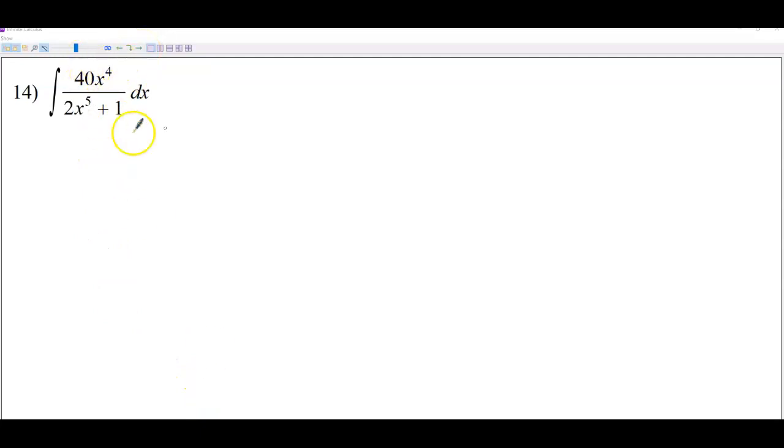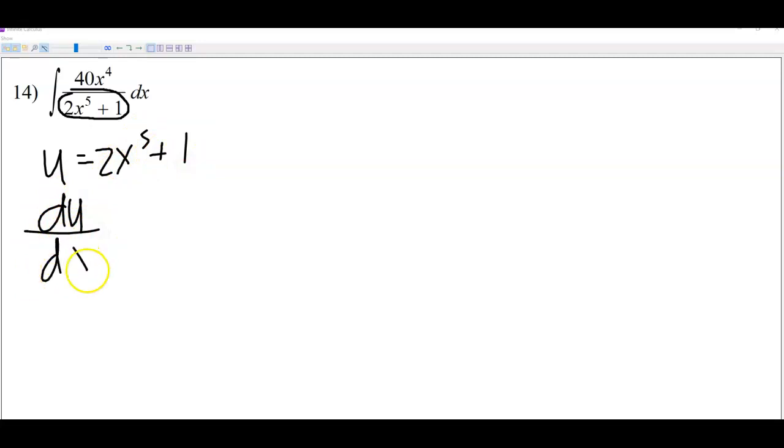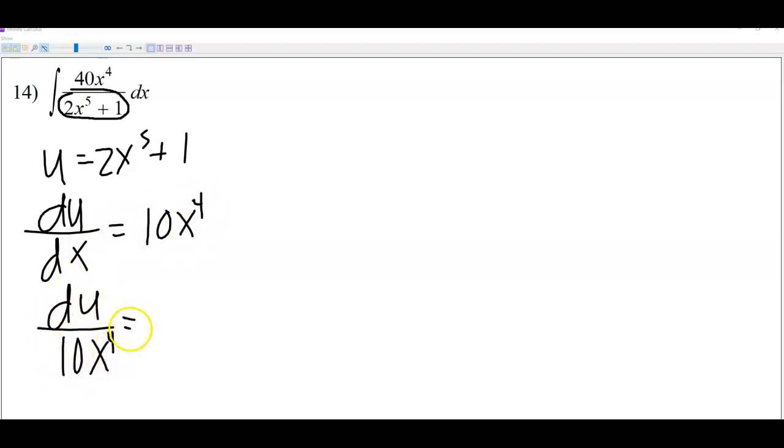Now in this case, this is not an arctangent. It's a u sub only, where you make the entire bottom your u. Now why is that? Well, because this power in the top is 1 less than the power in the bottom, so that's your indicator that that's the strategy we're going to go with. So taking the derivative of that, we get 10x to the fourth. And then getting the dx by itself, we have that.